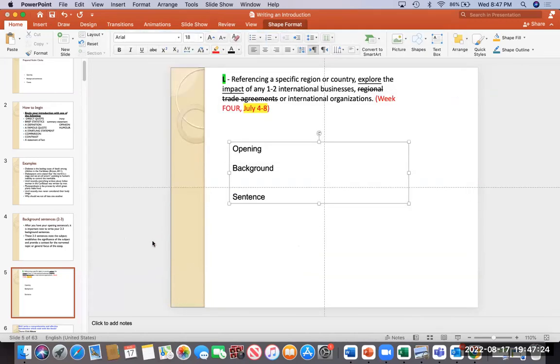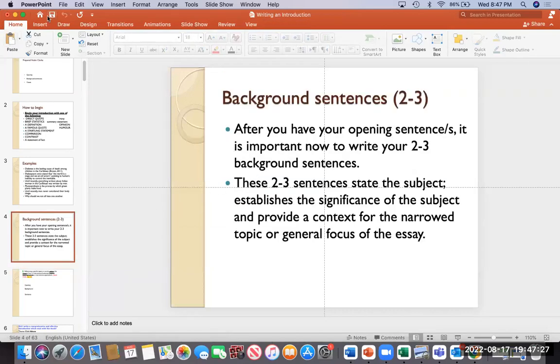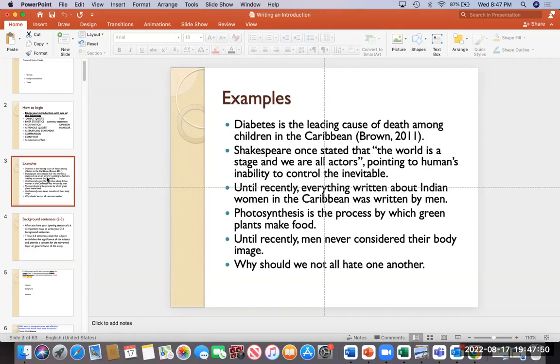So let's go back now to the background. After you have your opening sentence or sentences, it is important to write your 2 to 3 background sentences. These sentences state the subject, whatever the focus of the paper is, establish the significance of the subject, and provide a context for the narrowed topic or general essay. Usually what I say to students is that you have to be very smart in how you open the paper, because your opening sentence will determine the direction of the background sentences. The background sentences really give context to the paper. What exactly is the focus of the paper, right?